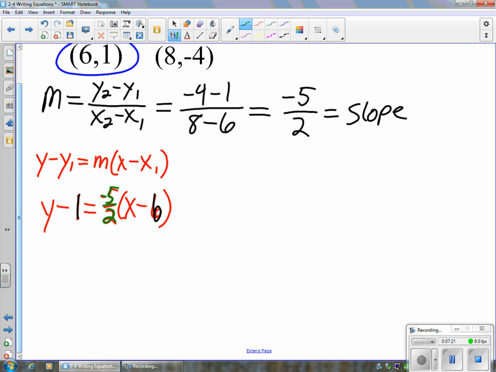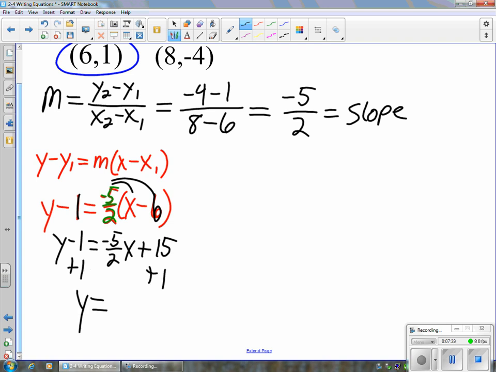2 steps. So distribute minus 5 halves x. Now minus minus makes a plus. 6 divided by 2 is a 3. 3 times 5 is 15 equals y minus 1. Let's plus 1 to both sides, plus 1 to both sides, and I'll be left with y equals minus 5 halves x plus 16.